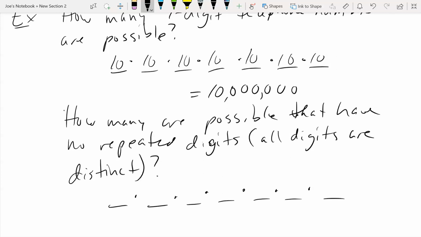Now, how many ways do we still have to do the first task? 10 still, right? Still 10 ways to do the first task, but once we've used that number in the first slot, are we allowed to use it again? No. So how many ways are there to pick the second digit then? 9, and then 8, 7, 6, 5, 4, right? Goes down by 1 each time? Right? We agree with that?